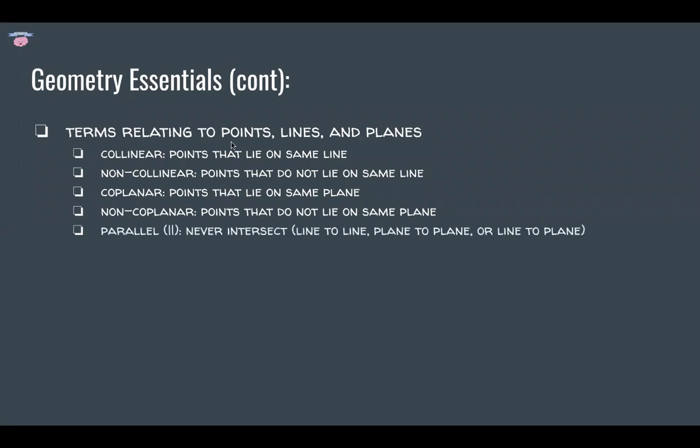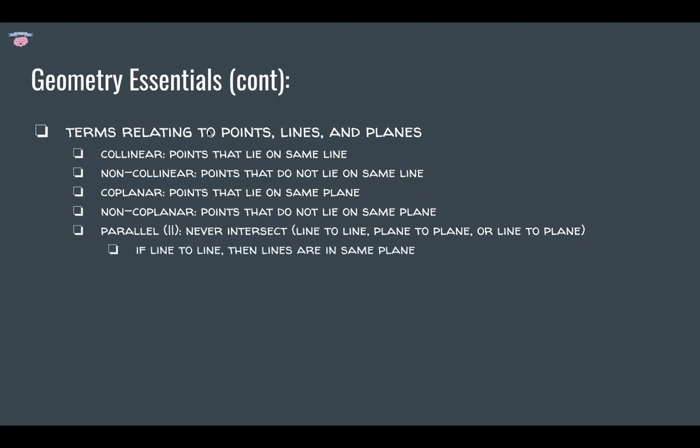Parallel means that they never intersect. And this could be a line to a line, like this. They never intersect. A plane to a plane, like this, or a line to a plane. I know that planes are hard to visualize because they just seem like rectangles right now, but they continue forever and they're two-dimensional.